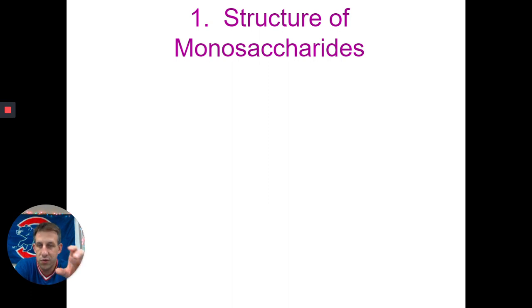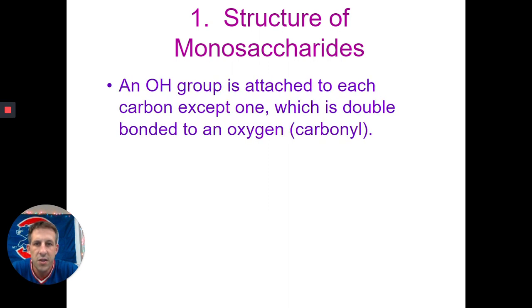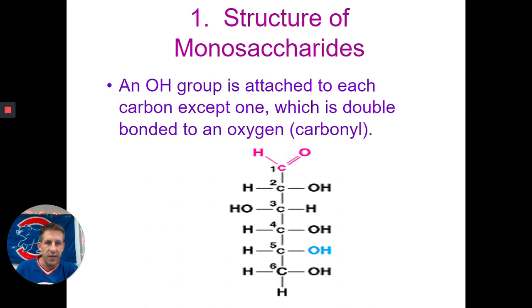Okay, so the structure of monosaccharides: it has an OH group that is attached to each carbon except one, which is double bonded to an oxygen. And that's called a carbonyl group, and we see that carbonyl group up at the top here. It's not necessarily that you need to commit this to memory, but it's characteristic of all monosaccharides. Okay, and then here we see attached to all of the carbons, aside from that one, are OH groups or alcohol groups or hydroxide groups. That is the generic structure of most or all monosaccharides.